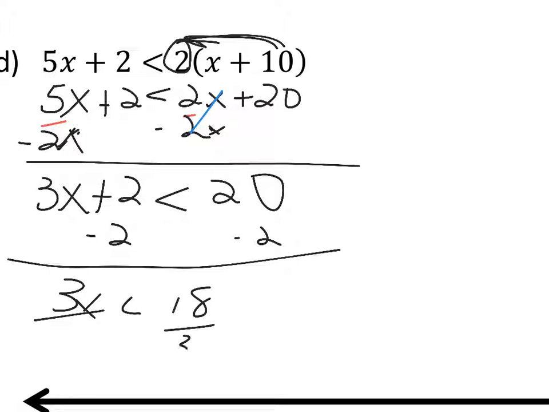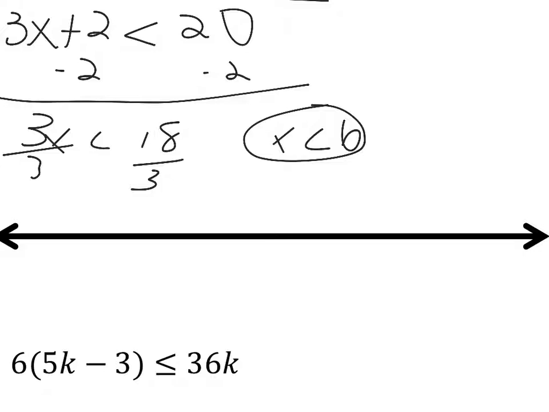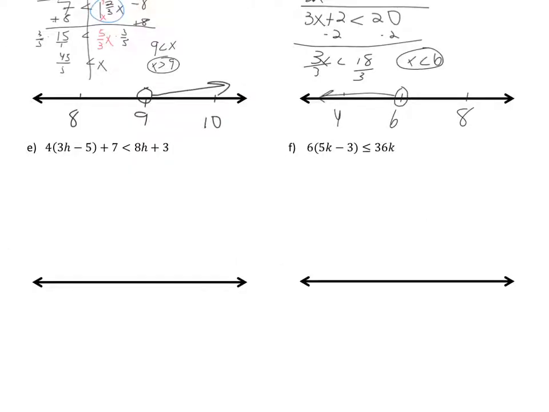Divide both sides by 3. I get x is less than 6. And that's my answer. So if I was to graph this, and I'm going to pick some numbers, maybe I pick this time count by 2's. 4, 6, 8. Again, I'm equidistant between each of these, so I'm allowed to use those numbers. Just a quick check. X is less than, so open circle, and any number less than that will work, so I'm going to go to the left. Please try those next two on your own.